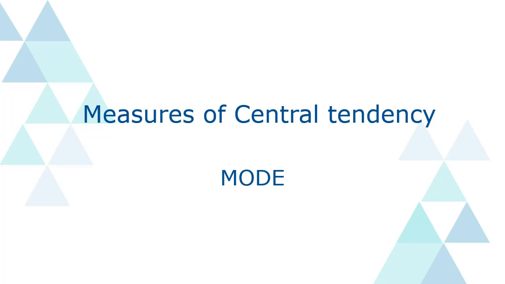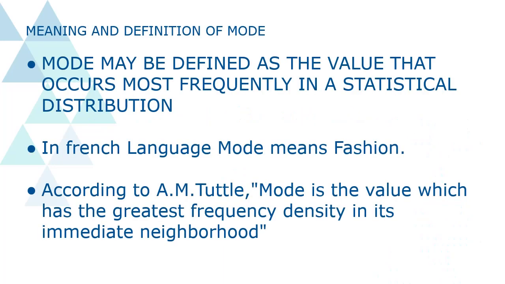Students, now let us learn measures of central tendency. The last measure that we are left with is mode. Now let us learn the meaning and definition of mode. Mode may be defined as the value that occurs most frequently in a statistical distribution.